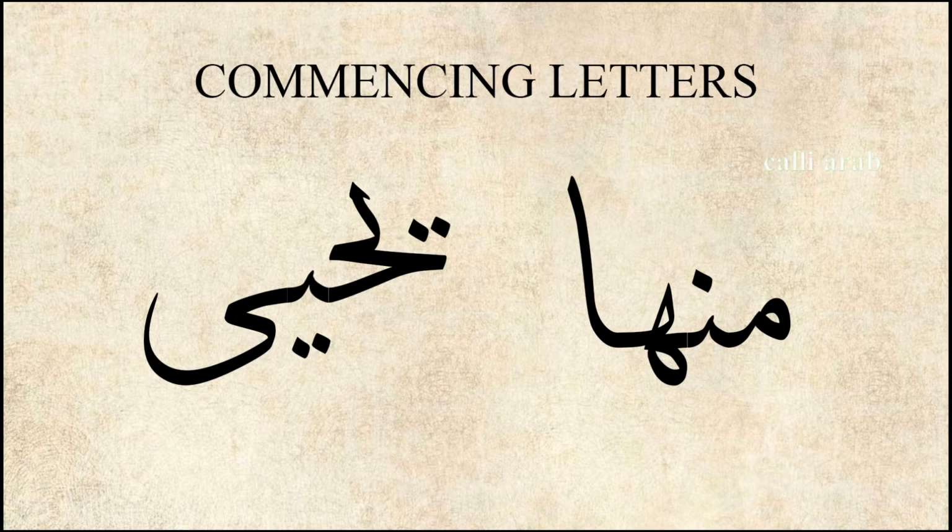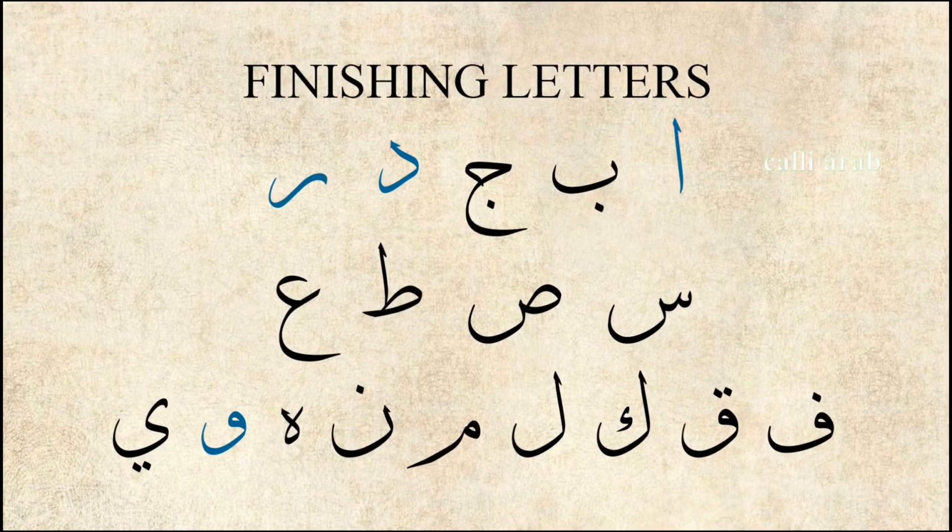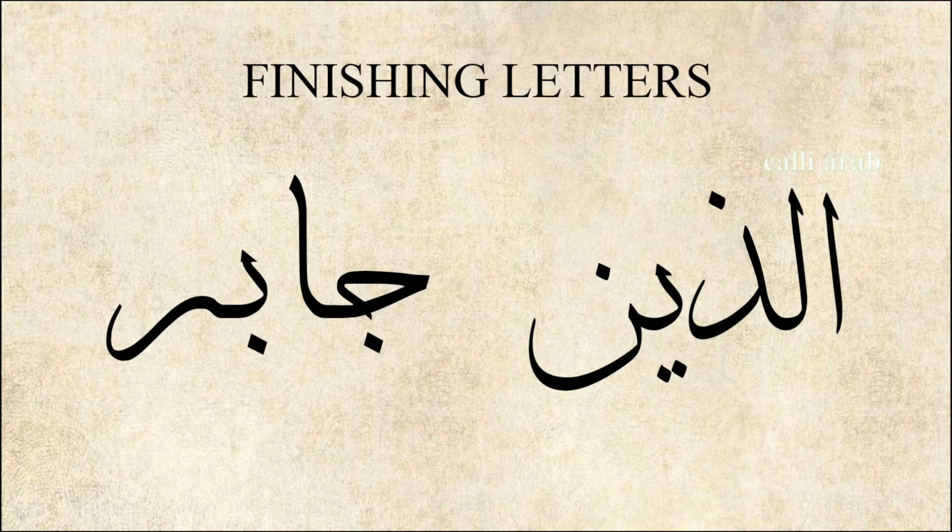Then finishing letters. Finishing letters are alif, dal, ra, waw. When these letters come in a word, the word splits into two or three. As in, if a finishing letter comes in the middle of a word, it splits into two modules. For example, Jabir and Alladhina. In Jabir, alif splits the whole word Jabir into two, with jim and alif as one module and ba and ra as another module.